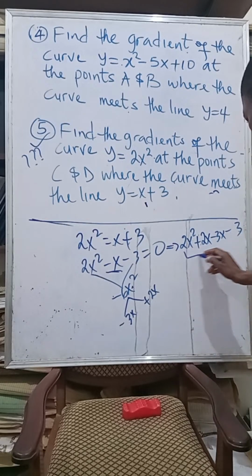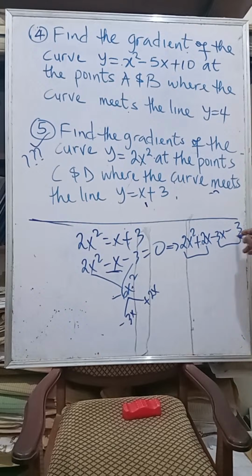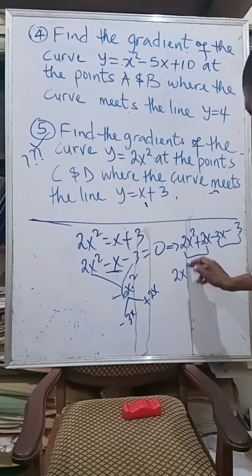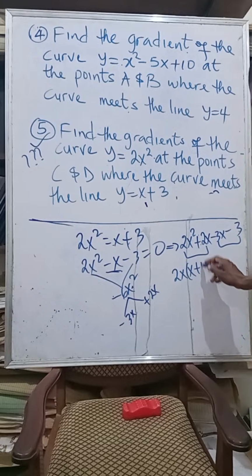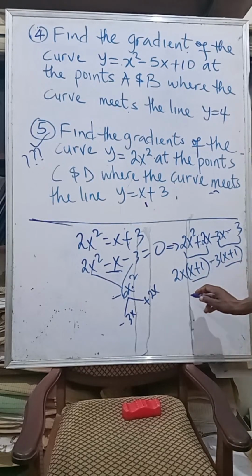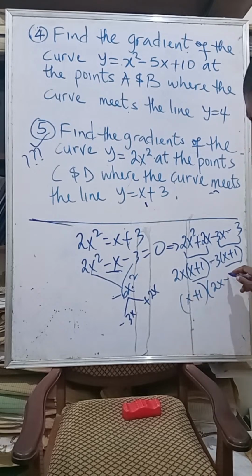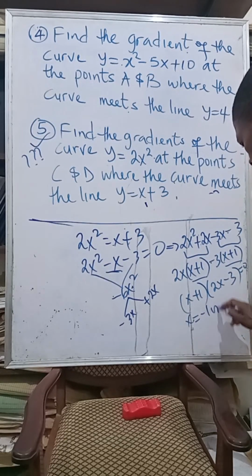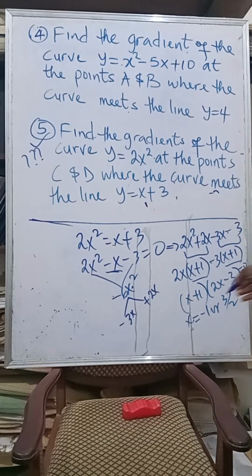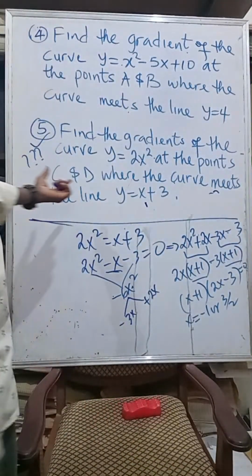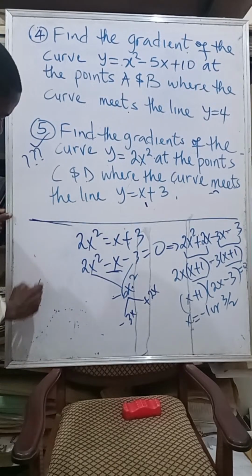Then you can begin to pair the first two and the last two. 2x is common, so you have this one, and then here minus 3 is common. You have x, minus times minus, that's a plus 1. So this and this must be the same. So it's going to give you x plus 1 times 2x minus 3 equal to 0. So x is equal to minus 1 or 3 over 2. So once you get the points C and D, then you can get the slope.